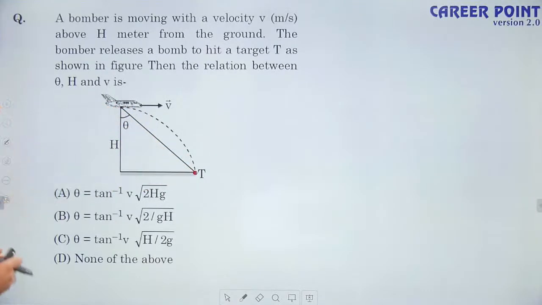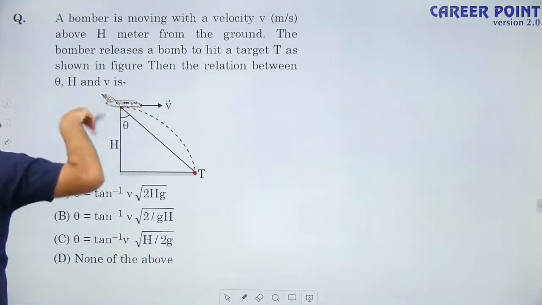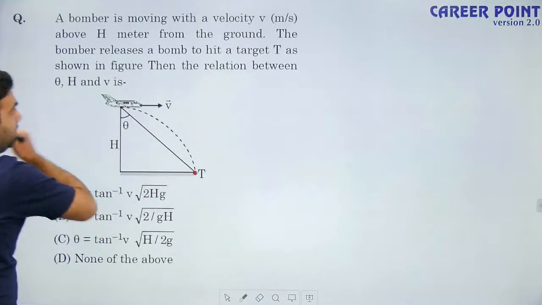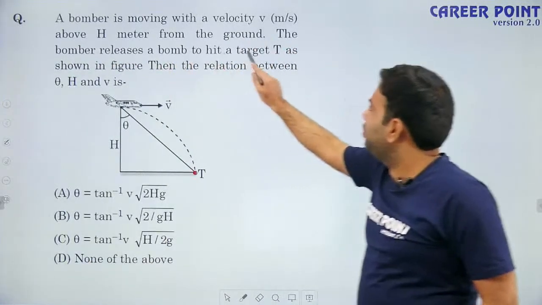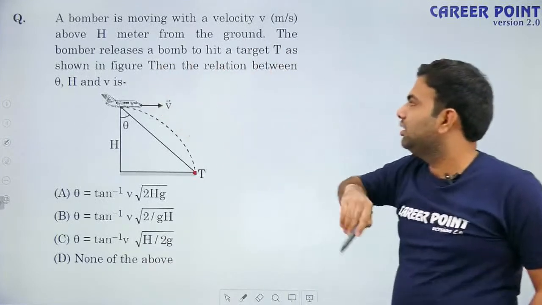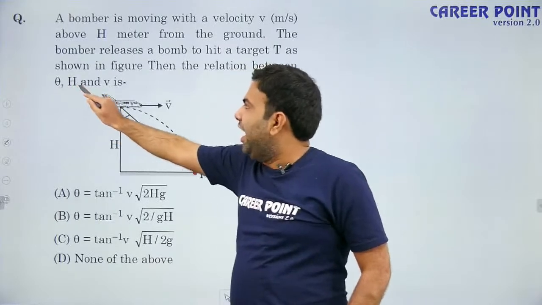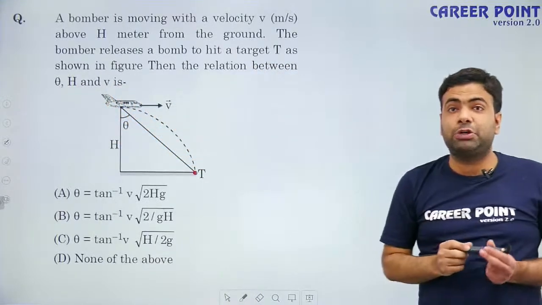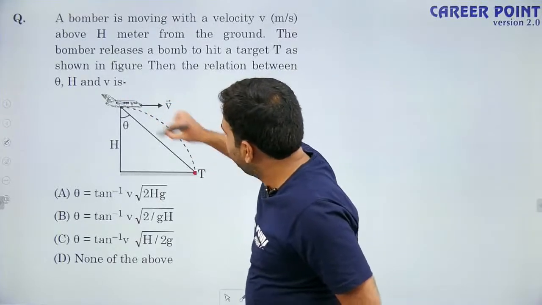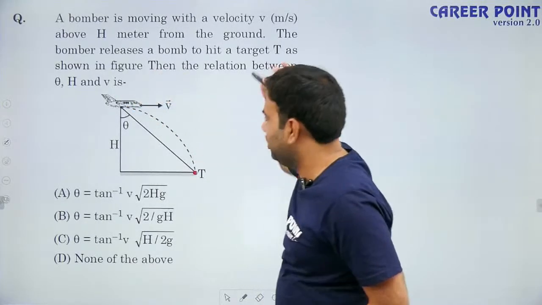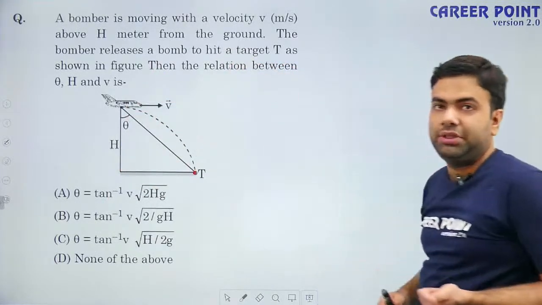That is why it is given in the question that the bomber releases the bomb at this location to hit the target which is in front of it. The bomber released the bomb to hit the target T as shown in the figure. Then the relation among theta, h and v is, that is the question. Okay, what is theta? It is the angle of the straight line between its initial position and final position. Okay, h is the height and v is the initial velocity.